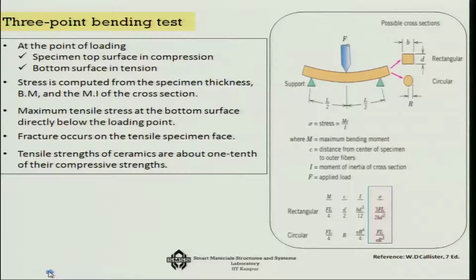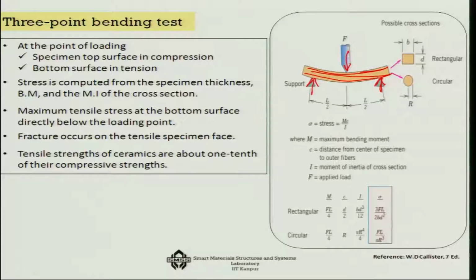As the name suggests, this is a ceramic sample, as we can see here, and it has 2 supports, and exactly at the center a load is applied. So, it is 3-point bending that is happening. The specimen here, at the top surface, is subjected to compression, and the bottom surface is subjected to tension.